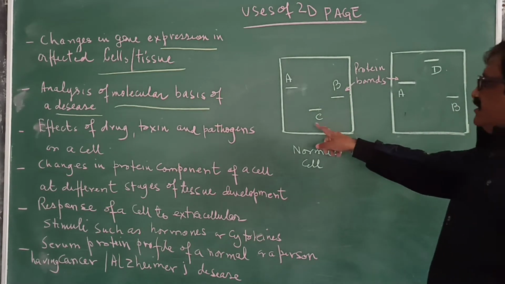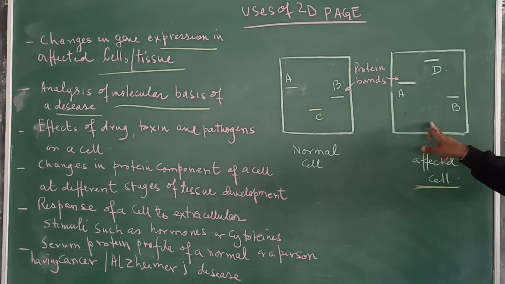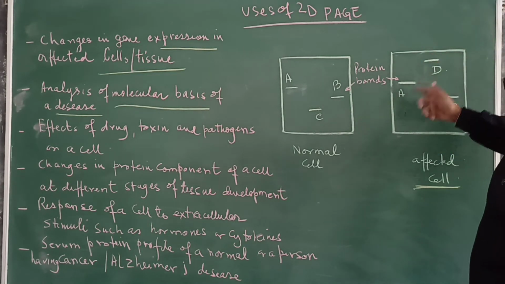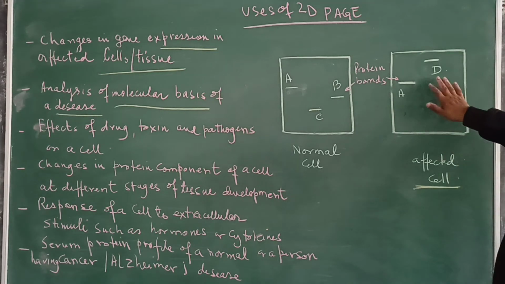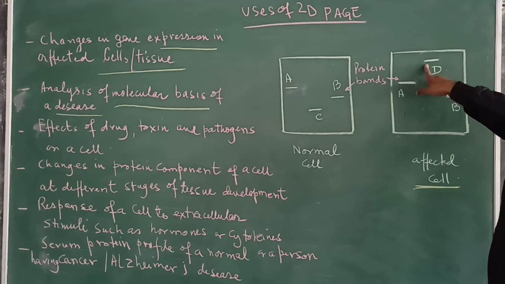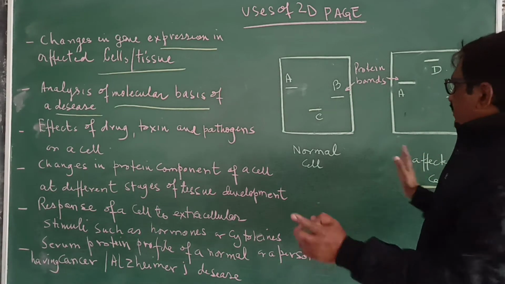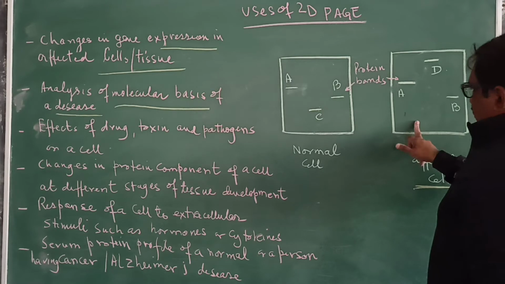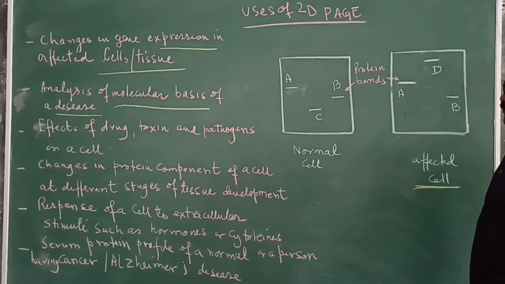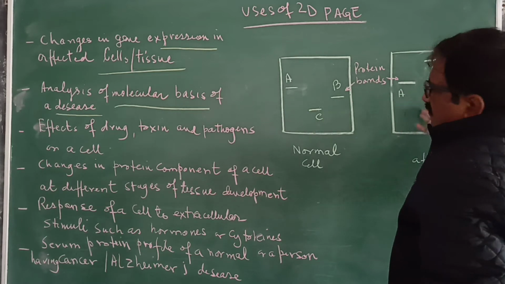That means the gene responsible for the synthesis of protein C is inactivated in these affected cells, and another gene is expressed, or maybe it is mutated, resulting in the formation of another protein, D, which is responsible for the disease in the affected cells. By comparing the normal cells' proteins and the affected cells' proteins, we can analyze the expression of particular genes by the absence or presence of a protein.